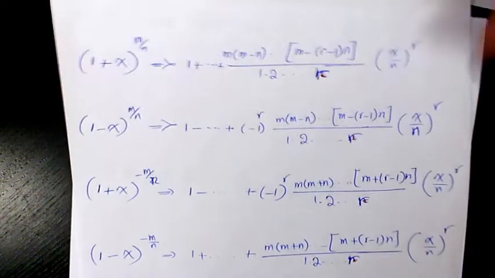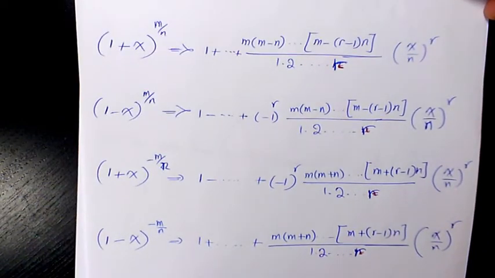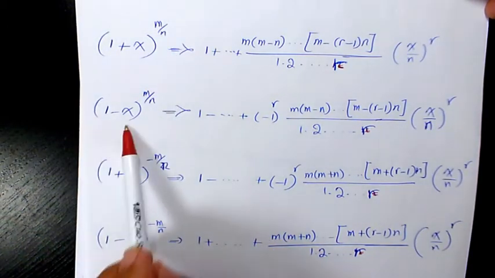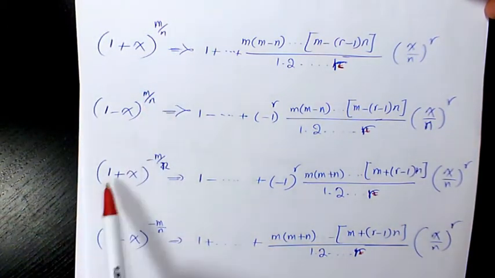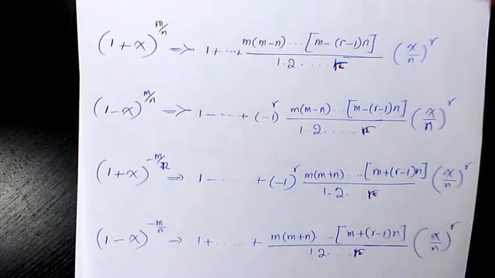And when you have rational numbers, you can write all these expressions when we have 1 plus x to the power of m over n, or 1 minus x to the power of m over n, 1 plus x to the power of negative m over n, and 1 minus x to the power of negative m over n. So you can write any kind of expression like that. So let's see some examples.